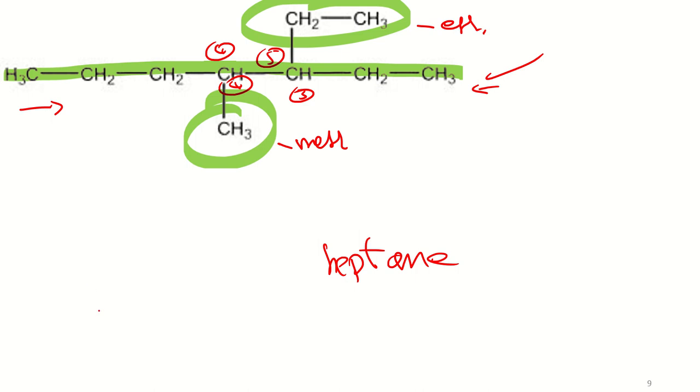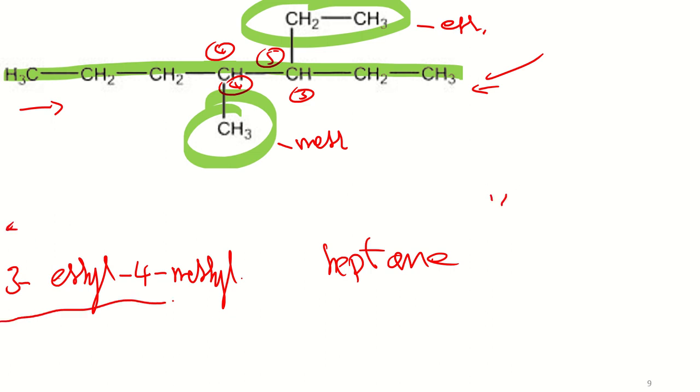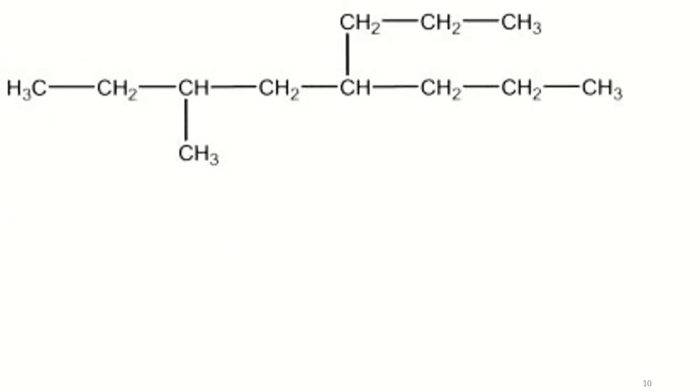So do we write the 3 first or the 4 first? Well, we actually always put it in alphabetical order. So the ethyl group will come first, and the methyl group will come second. Now they are in numerical order as well, so that'll be 3 hyphen ethyl hyphen 4 hyphen methyl heptane. So the whole name of that molecule is as so. Okay, making sure you put your hyphens in, guys.